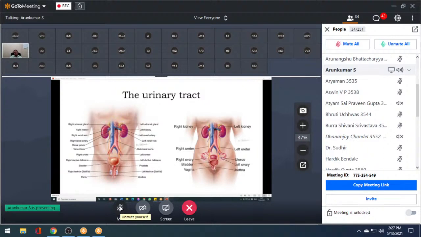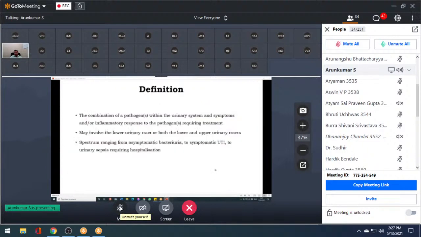And this causes the increased risk of UTI in females. That is why females are more prominently exposed to UTI. There are some other factors which should be seen, but from an anatomical aspect, this is how a male and a female urinary tract are different.